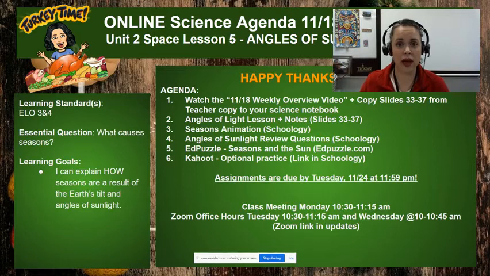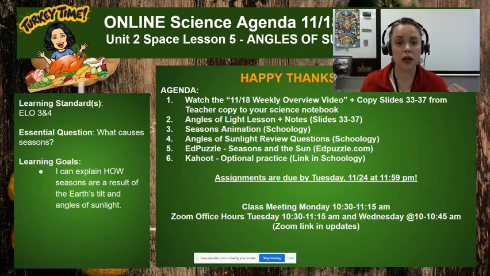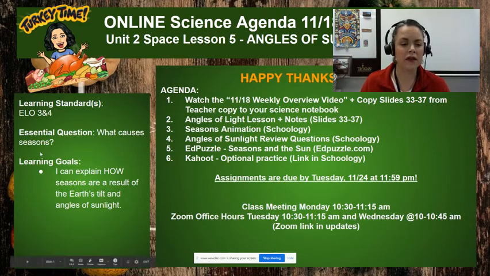We've been talking about how the tilt of the earth is responsible for our different seasons. And last week, we talked about how we experience summer or winter based on if the northern hemisphere is tilted toward the sun, that's going to be summer, or away from the sun, that's going to be winter. This week, we're going to look at how angles of sunlight play into this whole thing. By the end of this week, you should be able to explain how seasons are a result of Earth's tilt and angles of sunlight.